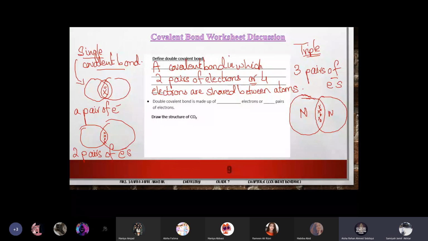Teacher, I wrote the answer from the book. I wrote each pair of electrons in the overlapping shells is a covalent bond. A double bond is made up of four electrons, and in the bracket I wrote two pairs. Is that correct? Oh yeah, okay, fine. You can write four electrons or you can write two pairs of electrons. You can write any one. Yeah, it's correct. Double covalent bond is made up of 4 electrons or 2 pairs of electrons.